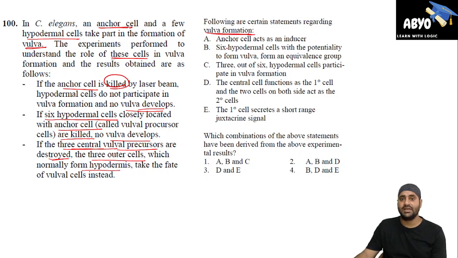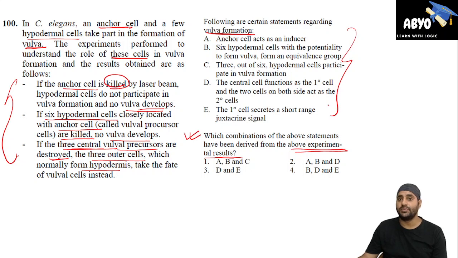Statements regarding vulva formation: anchor cells act as inducer. Do you find these statements correct? But what is the demand of the question? First of all, read the question. The question is over here. Which combination of the statements, above statements, have been derived from the above experiment result? This is the important point, above experiment result. So this is the experiment result, right? And you have to figure out the statements from here which are considered to be related with the experiment result. What are those? First is anchor cell acts as inducer.